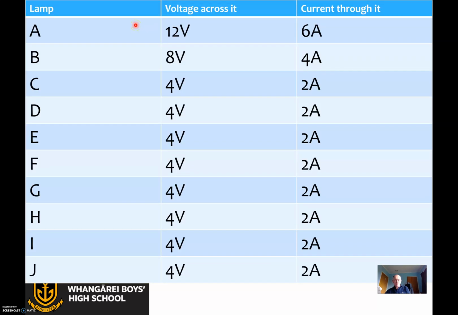Summary on the next page, here we go. So you can freeze this if you like. The voltage across is 12, 8 and 4 for everything else, 6, 4 and 2 for everything else, and the comparison of volts for each amp, which I'm going to get into in the next lesson, is 12 volts for 6 amps is 2 volts for each amp, 8 volts for 4 amps, 2 volts for each amp, 4 volts on 2 amps, 2 volts for each amp.